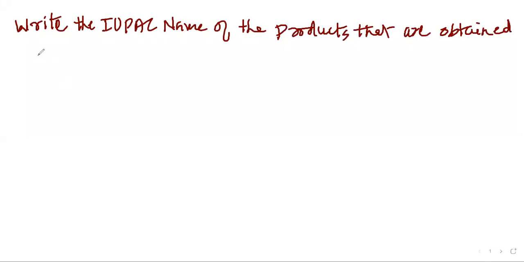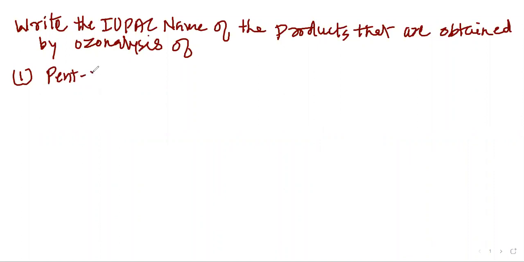That are obtained by ozonolysis of pent-2-ene. The first compound that we want to study is pent-2-ene, my dear students. Let me show you the structure of pent-2-ene, my dear students.